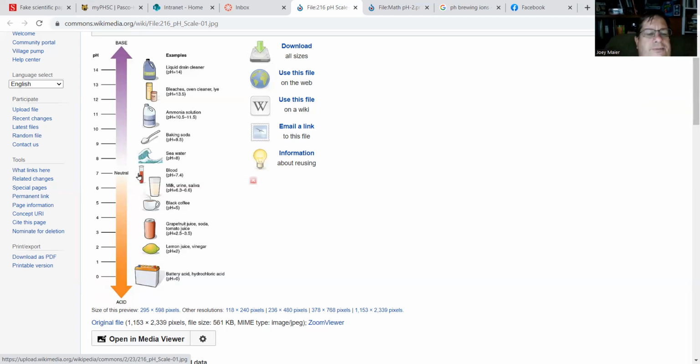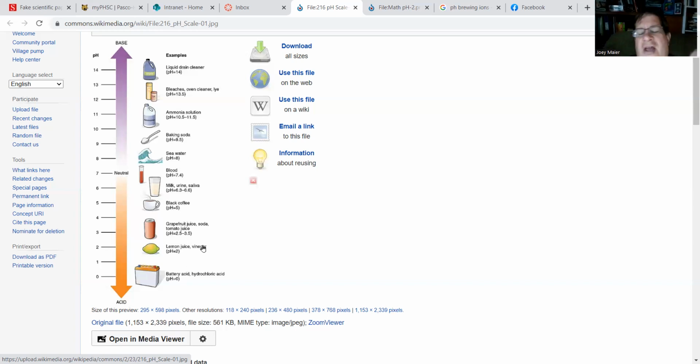And for example, neutral. Pure water with nothing in it, that's going to be neutral, 7. Coffee, it's going to be a pH of 5. It's going to have some acidity to it. Soda, it'll be a little more acid than that. Lemon juice, strongly acidic. Battery acid, way more acidic than that.